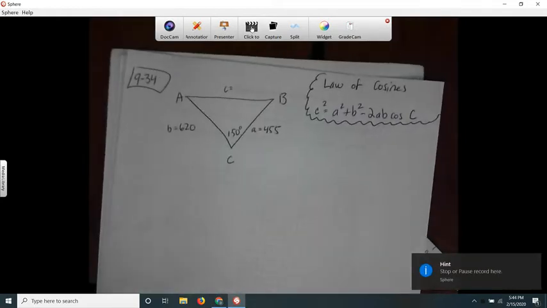This is 9-34 for Integrated 3. It says Yi Ping is thinking about swimming across Red Leaf Lake. She knows that she can swim about 1,000 meters. She decides she will feel more confident if she knows how far she will have to swim.